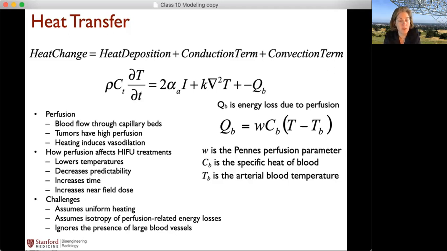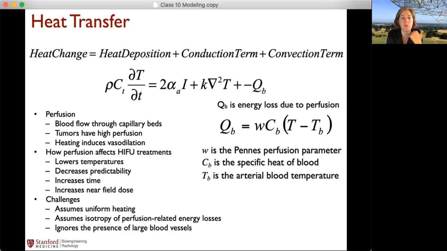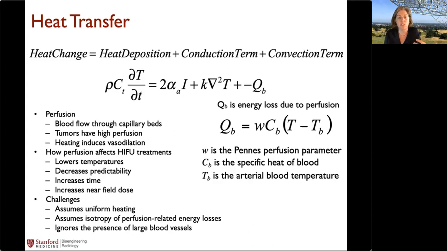It will increase the time that's needed in order to get to a particular temperature. So let's say the physician, in the case of the last lecture where we saw the uterine fibroid, wants to treat the uterine fibroid, but there's a lot of perfusion. Then he's going to have to increase how much time he applies the ultrasound in order to get the same temperature rise. And that could end up affecting the near field dose. If you have to put more energy in, then you're going to get more energy in the near field, which maybe doesn't have more perfusion. So that variability in perfusion could affect your near field dose.